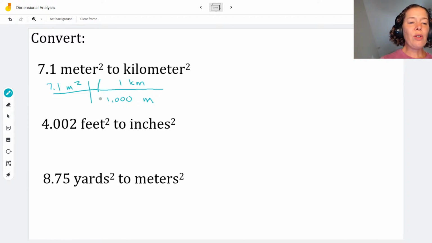So what you want to do is you're going to square this whole conversion factor. So that is going to be squared, which means your numerator and your denominator get squared, and that's how things divide out. So this becomes meters squared in the denominator and kilometers squared in the numerator. And that is how your units are going to cancel. But it means that you need to make sure you take this 1,000 and square it.